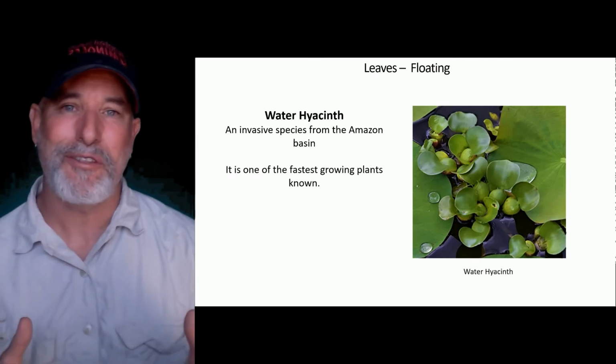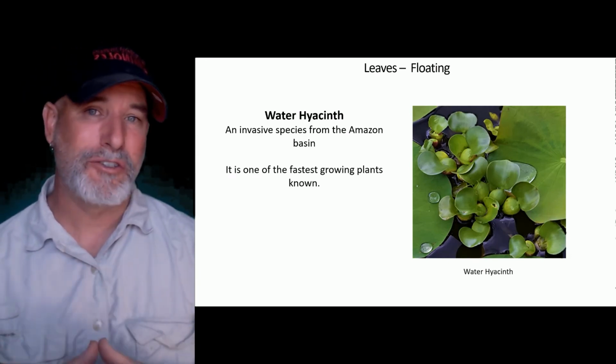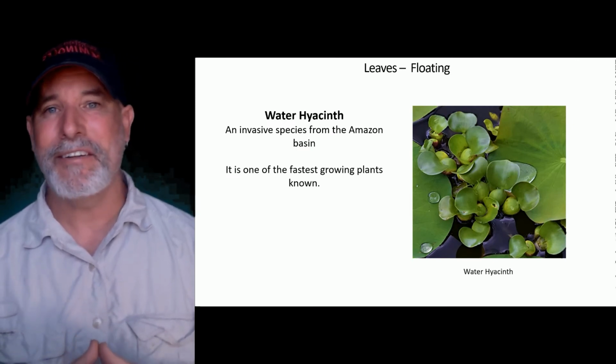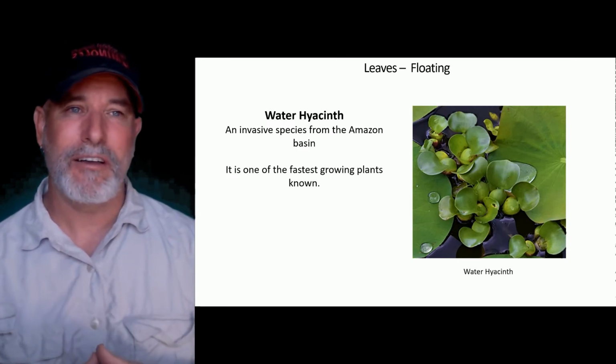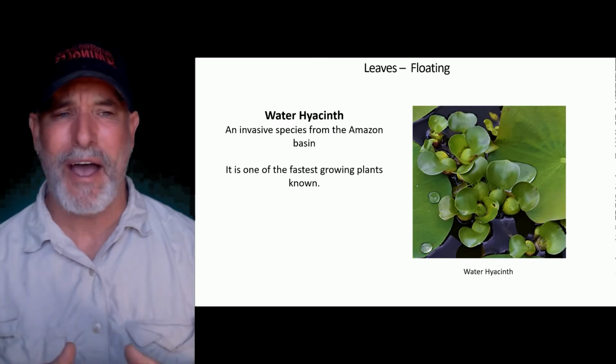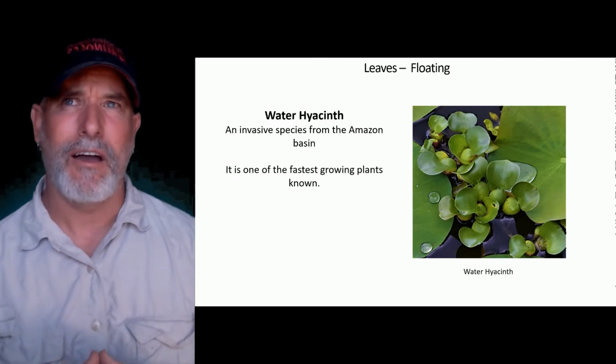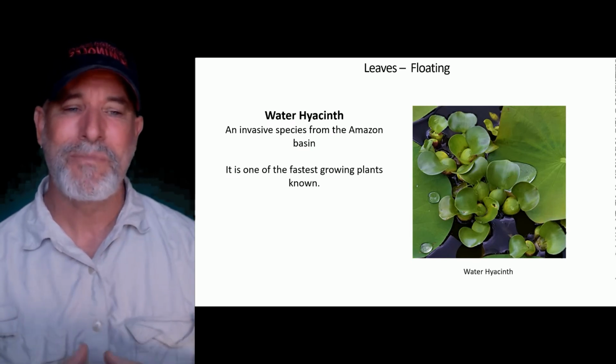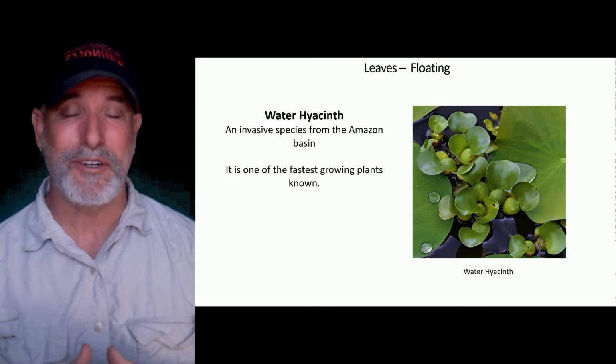Oh wait, there's more that leaves can do. Remember when I told you about these floating plants? This is a water hyacinth. And this plant came from South America. It got introduced to Florida. It's a really bad invasive species. Where I live, out in the middle of a desert, I actually throw it in my pond because it grows very well. One of the fastest growing plants we know about.